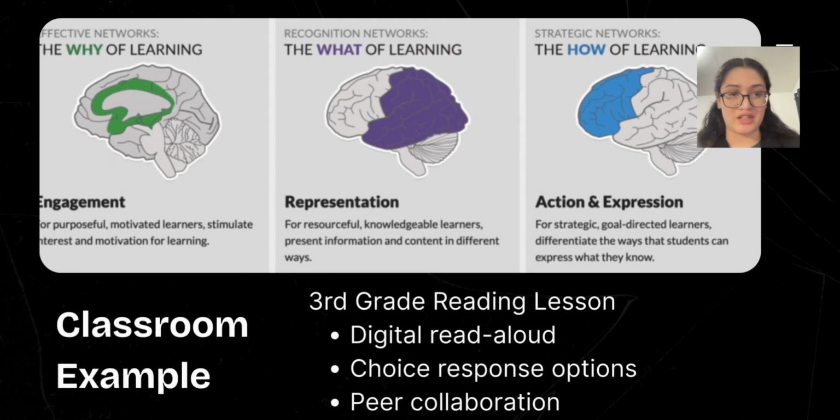For example, in the classroom, I'll be talking about an example of a third grade classroom. Students listen to a digital read aloud while following along with highlighted text and visuals. Afterwards, they choose how to respond by creating a drawing, recording an audio response, or writing a short paragraph. Students collaborate with peers to discuss their ideas, which supports both comprehension and language development.